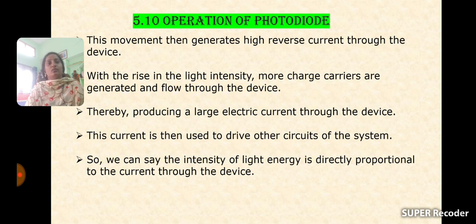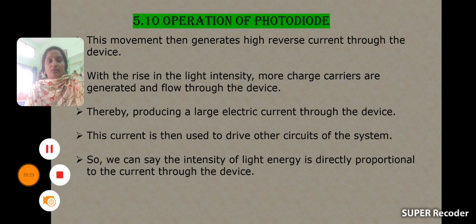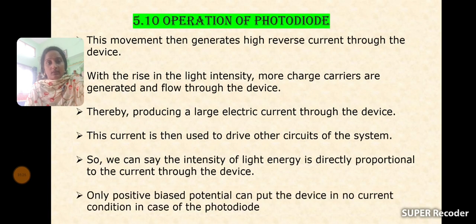This current is then used to drive the other circuits of the system. So we can say the intensity of the light energy is directly proportional to the current through the device. And only a positive biased potential can put the device in no current condition in the case of the photodiode.